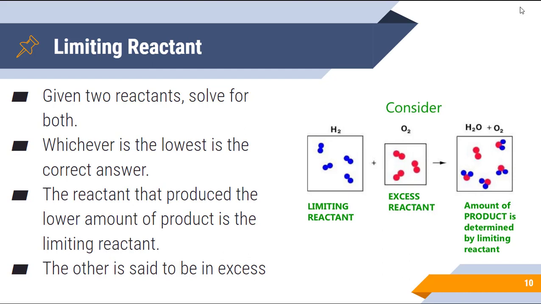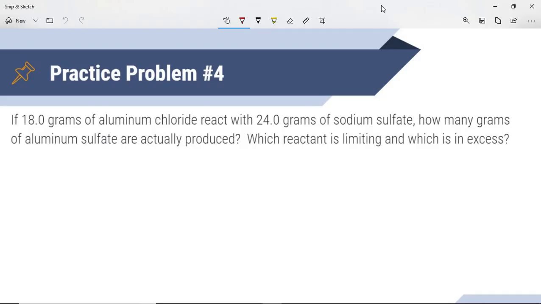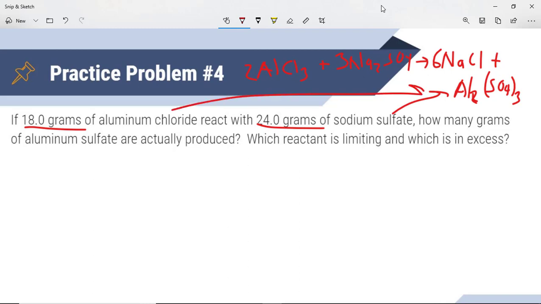Let's do one more practice problem and we will be done. If 18 grams of aluminum chloride react with 24 grams of sodium sulfate, how many grams of aluminum sulfate are actually produced? Which reactant is limiting and which is in excess? So again, first thing we need to do here is a balanced chemical equation. I'm going to write that here up at the top. Make sure we balance our chemical equation. And again, we take a look here, we have two starting materials. So both are going to need to be converted to aluminum sulfate. And whichever one is less is the correct answer. So let's get going. I won't talk much during this part.